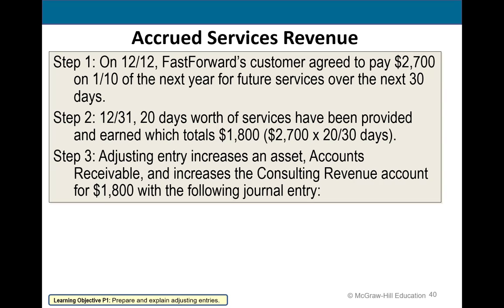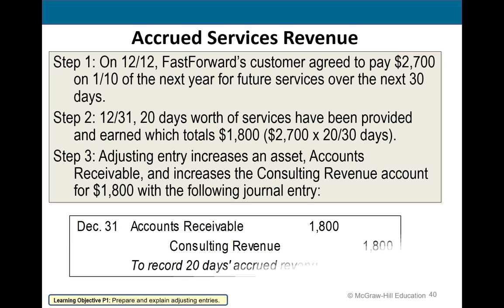Step 2, December 31st, 20 days worth of services have been provided and earned, which totals $1,800, $2,700 times 20 over 30 days. Adjusting entry increases an asset, accounts receivable, and increases the consulting revenue account for $1,800 with the following journal entry. Accounts receivable, $1,800 debit. Consulting revenue, $1,800 credit.